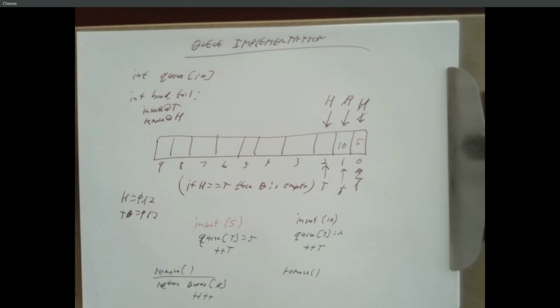Yes? Just a formatting question. Would it be possible to put H++ inside the brackets? Absolutely. So we could return Q[H++], post-increment.